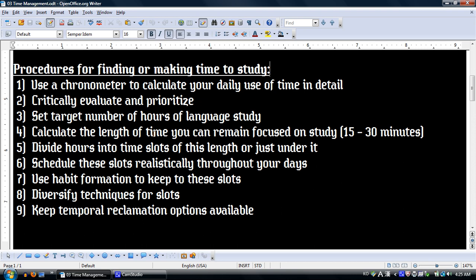So once you know that, say you're studying an hour a day, at 15 minutes a time, that's 4 times a day you want to study, and you want to schedule these slots realistically throughout your days at times when you think that you can keep them. It's nice if you have perfect balance, but to be realistic, if you can't, they don't need to be totally spaced out at 6-hour intervals, but it's best if you would have 1 in the morning, 1 at noon, 1 in the afternoon, and 1 in the evening.